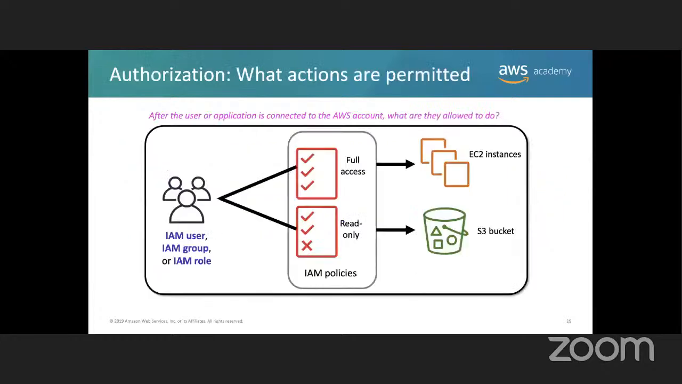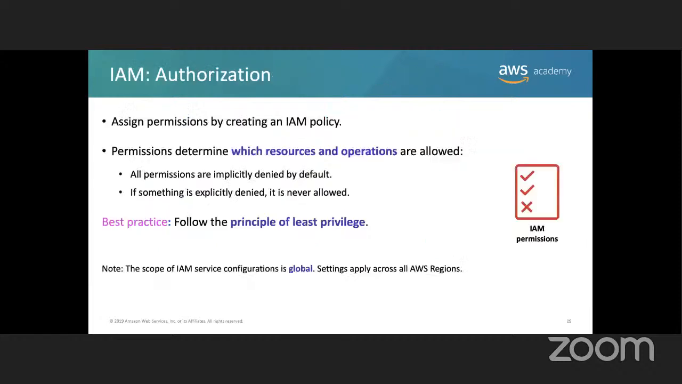Don't forget, policies are the ones that give you or deny access. Okay? IAM is authorization, right? So IAM permissions are assigned by creating an IAM policy. We saw that already. Policies are the ones that give you permission. What is a policy? A policy is a JSON document that either allows or denies permissions. Okay, that's what it does.